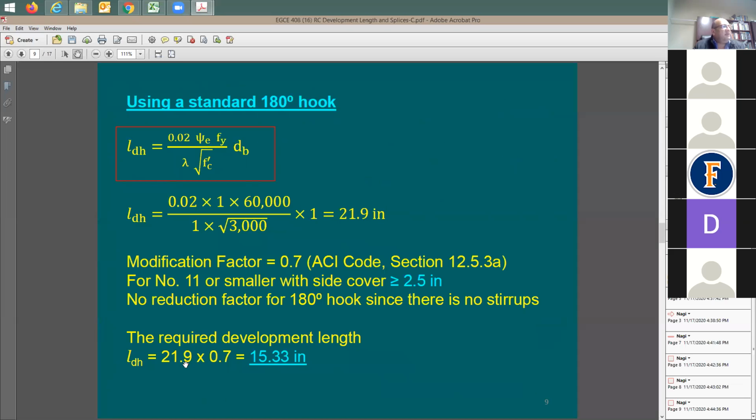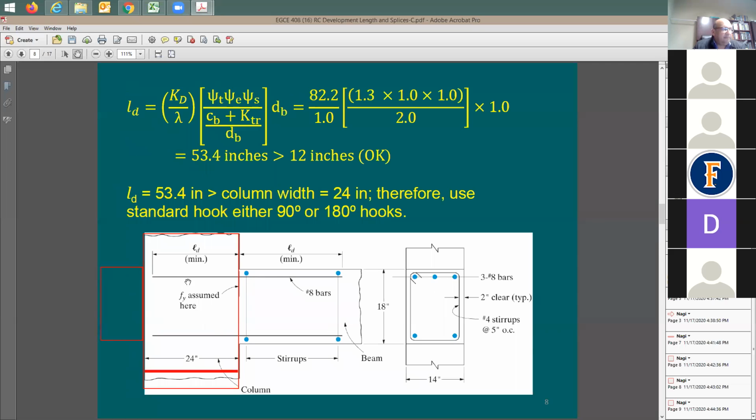So I said, let me take here 21.9 multiplied by 0.7. That was equal to 15 inches, which is great. Maybe you can go to 16 inches or 18 inches, as long as you can fit it within the column without having this beam extension.